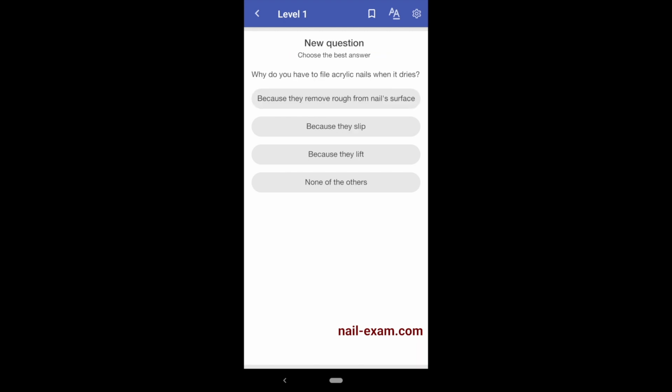Why do you have to file acrylic nails when they dry? Answers: A. Because it removes roughness from the nail's surface. B. Because they slip. C. Because they lift. D. None of the others. The answer is A.